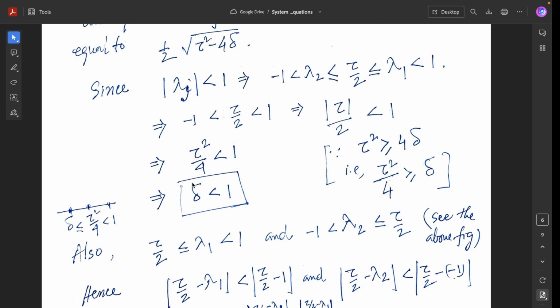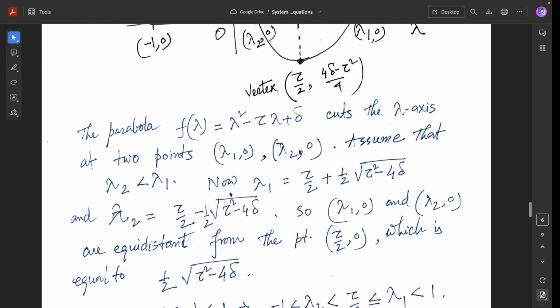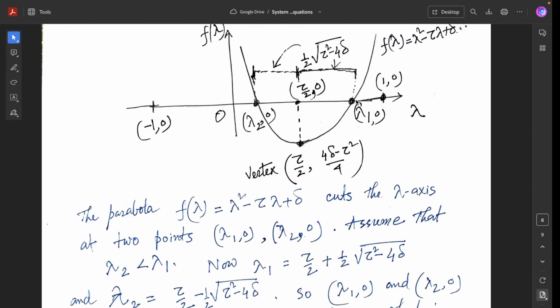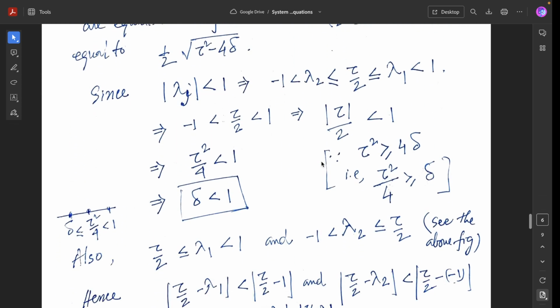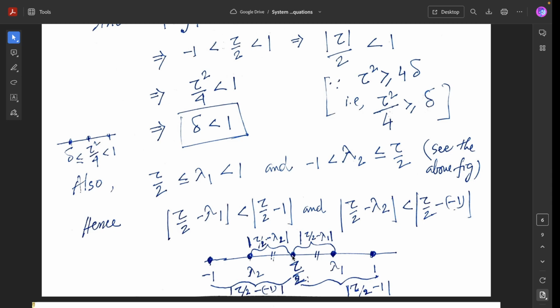This is the relation. Also τ/2 ≤ λ1 < 1. This is τ/2, this is λ1, and this is the point 1. So obviously λ1 lies between τ/2 and 1. So τ/2 ≤ λ1 ≤ 1. Equal to means when these eigenvalues are equal, and −1 < λ2 ≤ τ/2. So this is τ/2, this is λ1, this is 1, this is λ2, and this is −1.